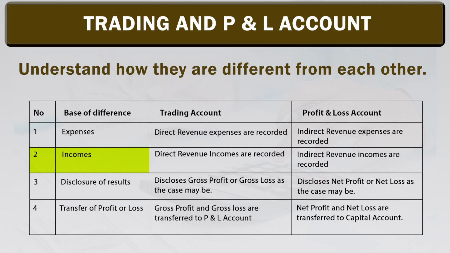Next item is income. In the same manner, direct revenue incomes will be recorded in trading account and indirect revenue incomes will be recorded in profit and loss account. Point of difference is disclosure of results. Trading account discloses gross profit or gross loss as the case may be, while profit and loss account discloses net profit or net loss as the case may be. Finally, the transfer of profit and loss. Gross profit and gross loss are transferred to profit and loss account. Net profit and net loss are transferred to capital account.